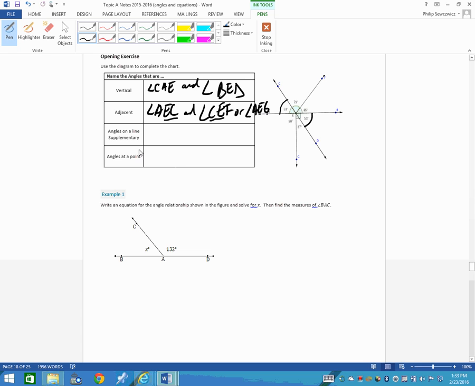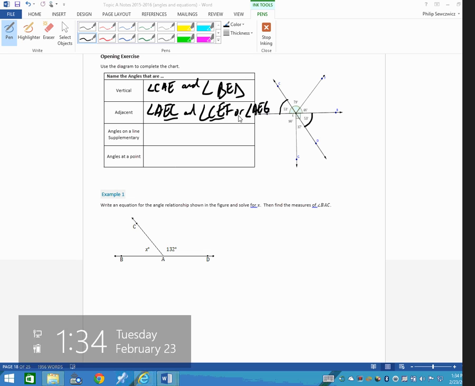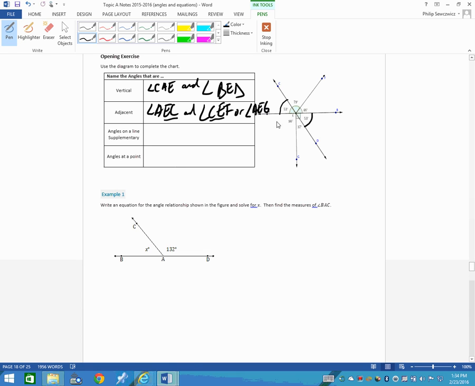For supplementary angles, we need to find our line. I do see a line going right here, so I could say from this angle to this angle to this angle. I see a line right there too, so I go from this angle to this angle to this angle. Either one works, and we're not going to list them all out. We just want to make sure that we're seeing the straight path of points. And we're not going to list out angles at a point, because that would be adding all of them up to form your 360. Angles at a point are not as important vocabulary-wise. Supplementary certainly is.